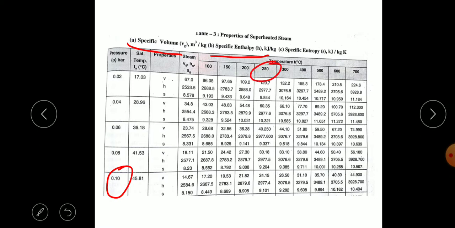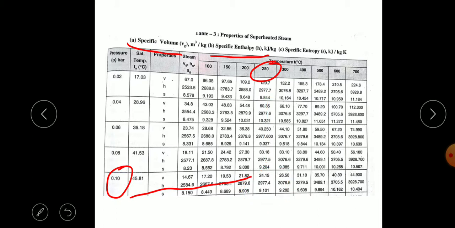So we go to 0.10 bar pressure here. We see corresponding to 0.10 bar and the 250 column, we can find the three properties. The specific volume is 24, the H value is 2977, and the entropy is 9.01.